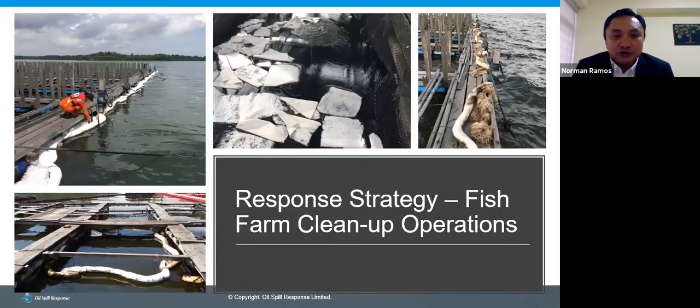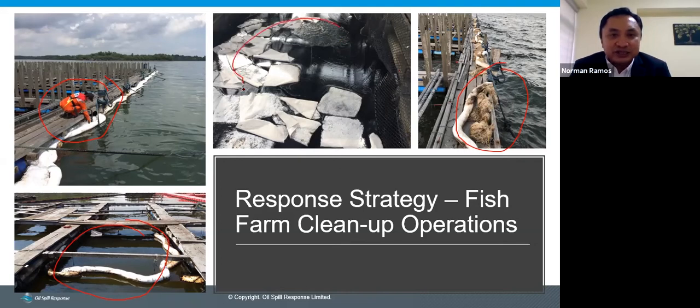Some of the photos that we have during the fish farm cleanup. So again, this is one of our colleagues at the time who was installing the pom-pom snares and the sorbent pads, making sure that there are no gaps along the perimeter of the fish farm. These are the sorbent pads or sorbent booms that we use in the fish cages. This is the used-up sorbent pads and pom-poms, which have been with oil.